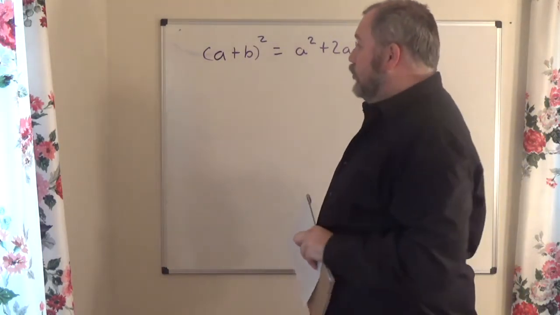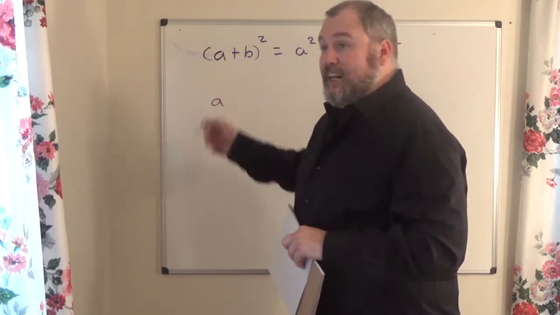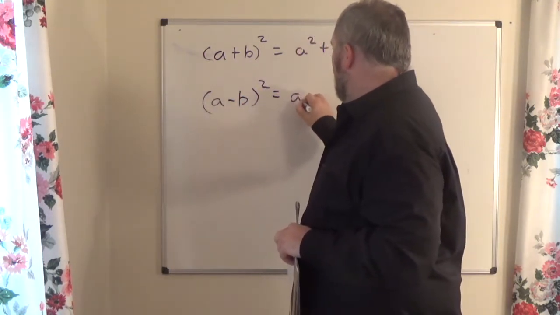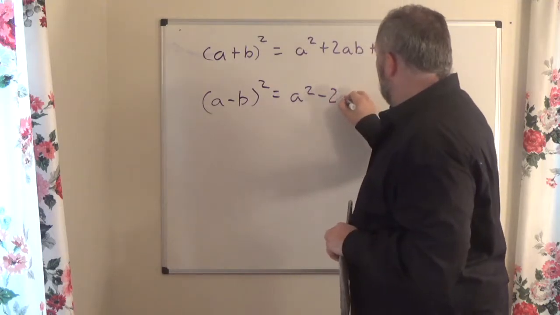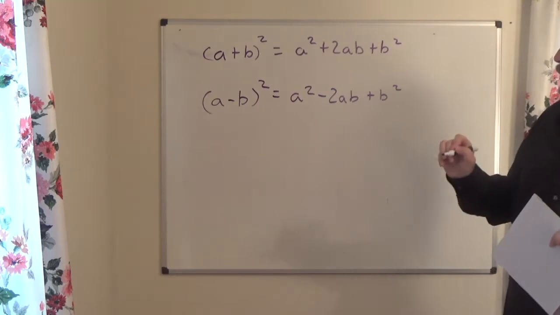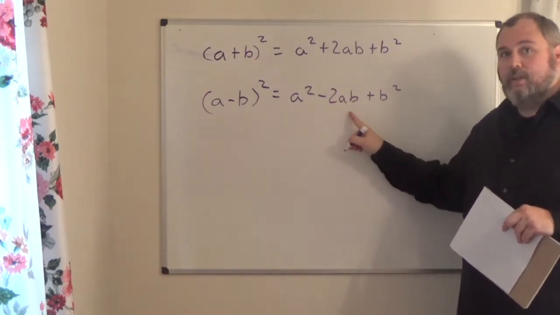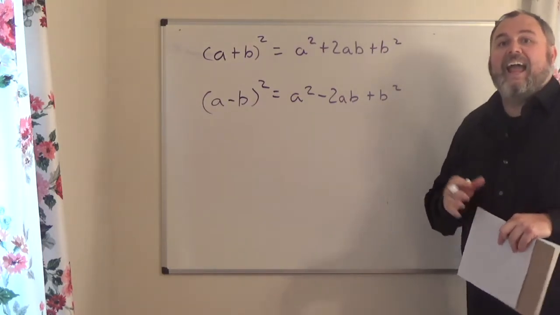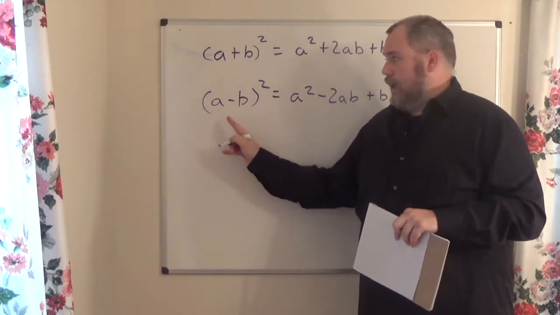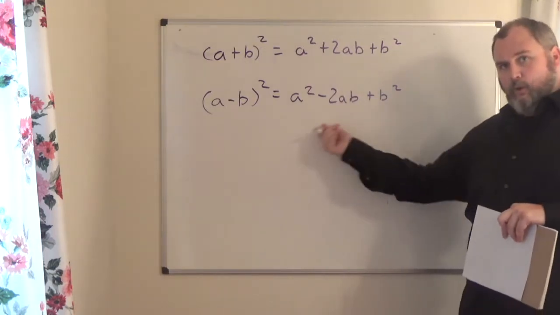The next one is called square of difference, where instead of adding, I'm subtracting. And what this gives me is a squared minus 2ab plus b squared. Notice the difference between them, where this one has on the second term an addition, this one has a subtraction. And no matter what way I get it, if I'm always squaring a difference like I am now, I will always come out to be in this format.